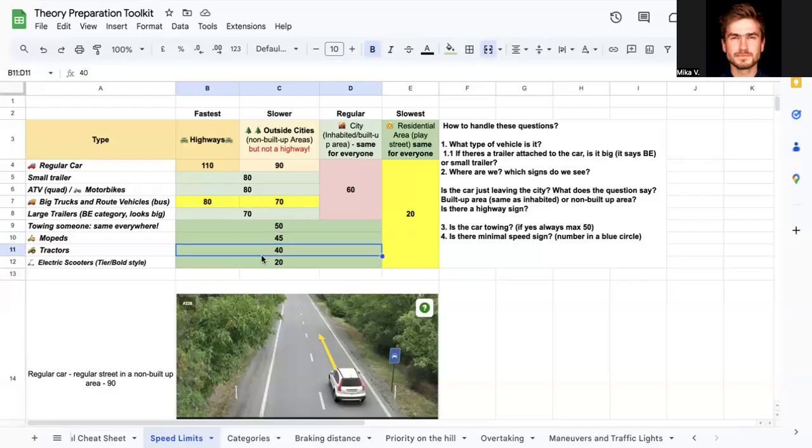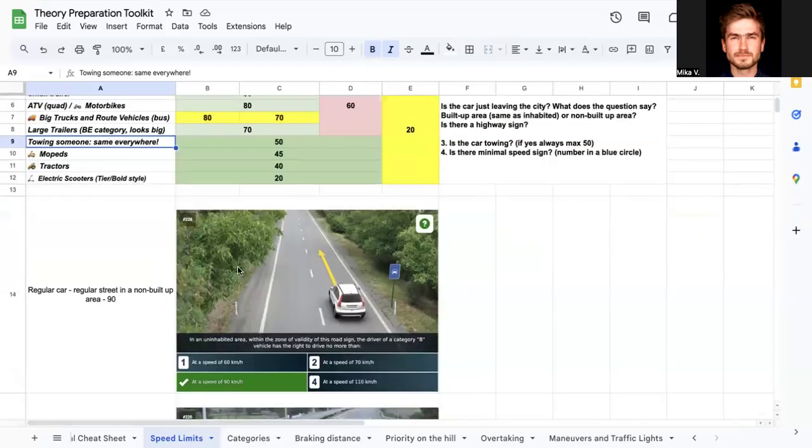Then we have tractors with 40 and electric scooters with 20. These are the small ones that you can take even without a driving license. They cannot go on highways, but I just kept it this way so that you can remember that it's always 20. Neither electric scooters nor mopeds are allowed on the highway because their maximum speed is too low. They cannot go over 50, and that's the minimal speed you should go with on the highway. That's also why, in all the questions where someone is towing someone on the highway, the right answer is always to leave the highway as fast as possible. You cannot keep towing, just leave the highway.